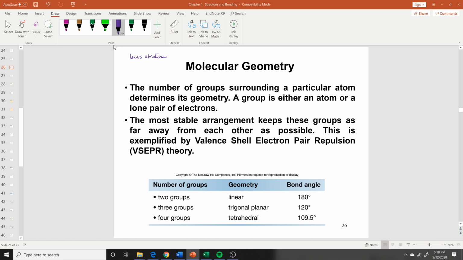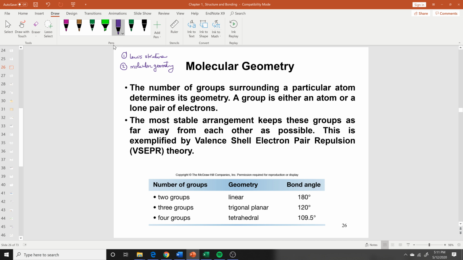So the first step when you draw a structure, you draw its Lewis structure. The second step, you want to show the arrangement of the groups around the central atom, so you're going to draw its molecular geometry. You're going to use the Lewis structure that you drew in order to figure out the molecular geometry of the molecule. So again, the molecular geometry shows the arrangement of the groups around the central atom, making sure that these groups are as far away as possible from each other for the structure to be as stable as possible.